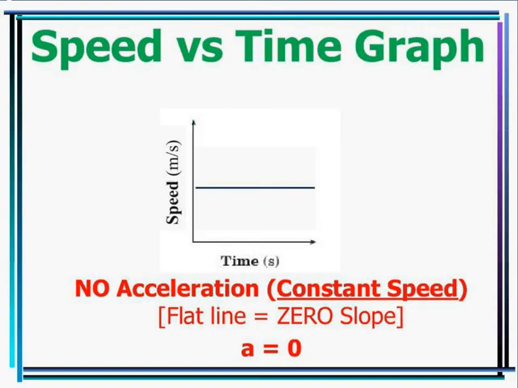So again, no acceleration means constant speed. And I want you to put a star beside this. No acceleration does not mean you are stopped. It just means your speed is constant. You will have a flat line or a zero slope, like you drew on your graph.